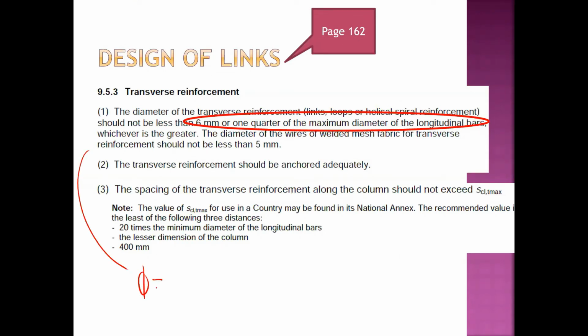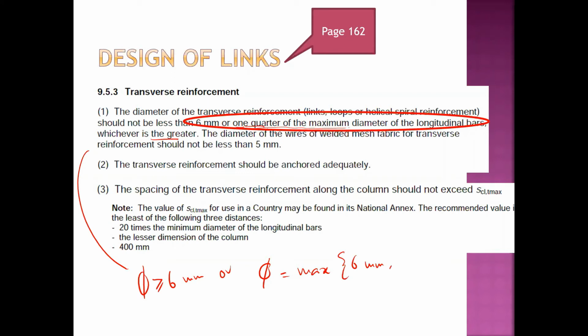Not less means it shall be greater than 6 mm, or 1/4 of the maximum diameter of the longitudinal bars, whichever is greater. So you must select the maximum, either 6 mm or 1/4.